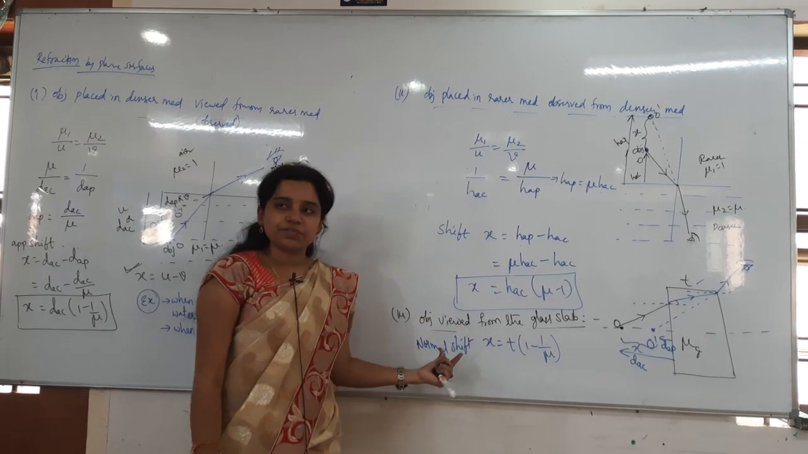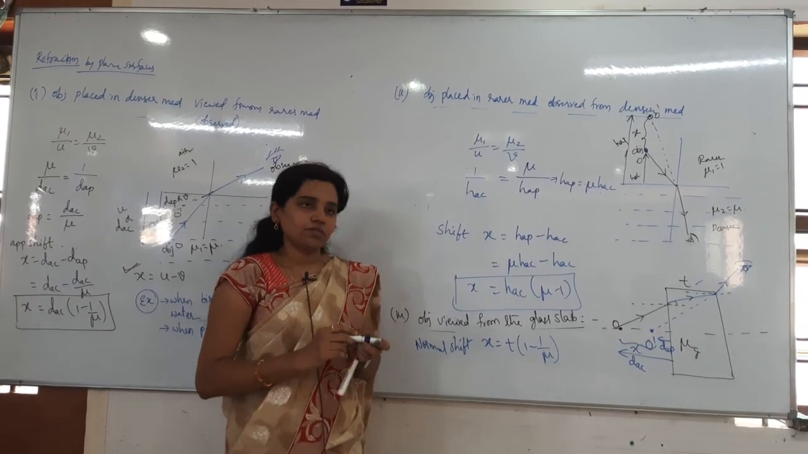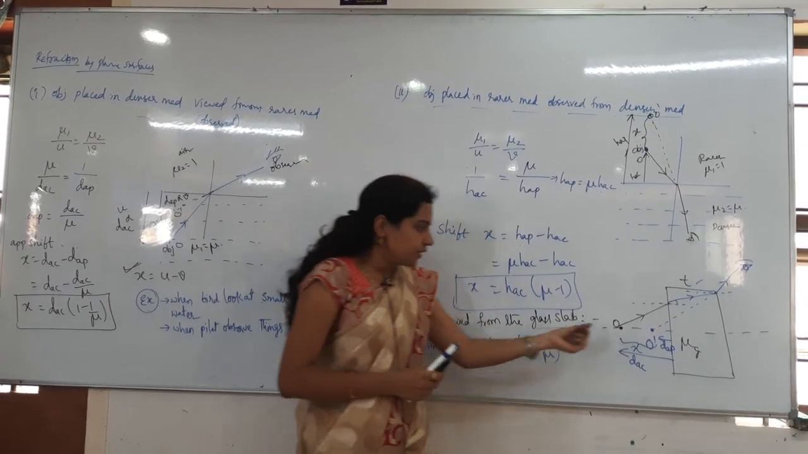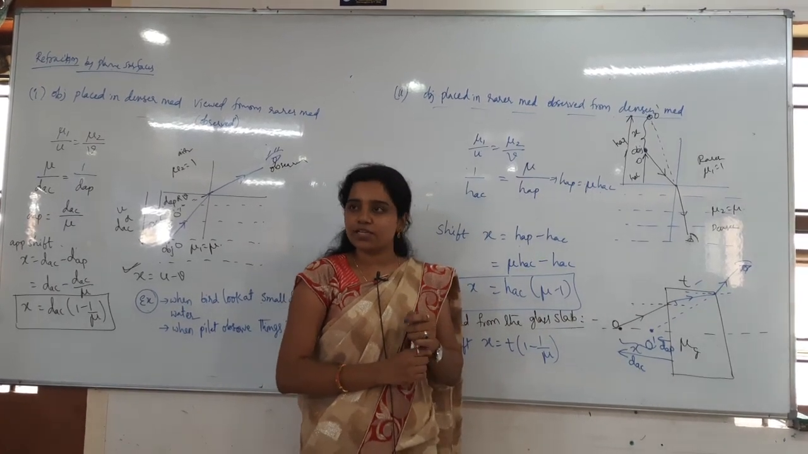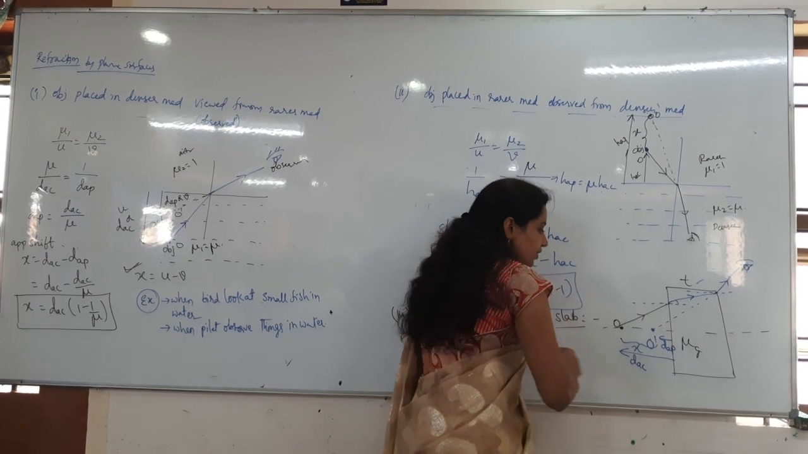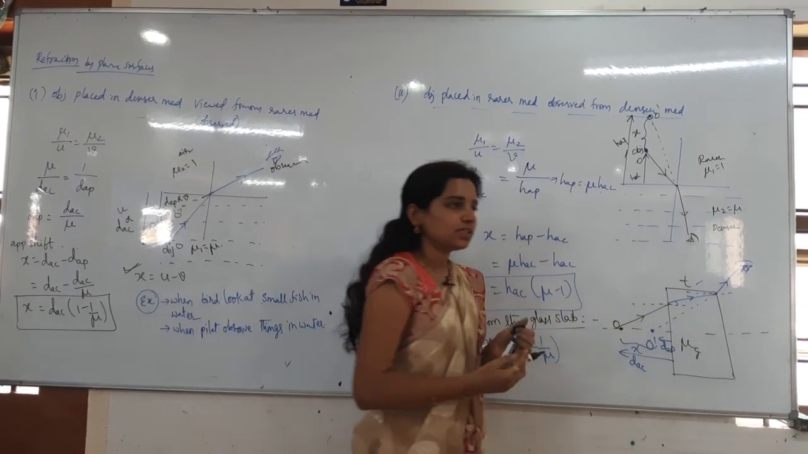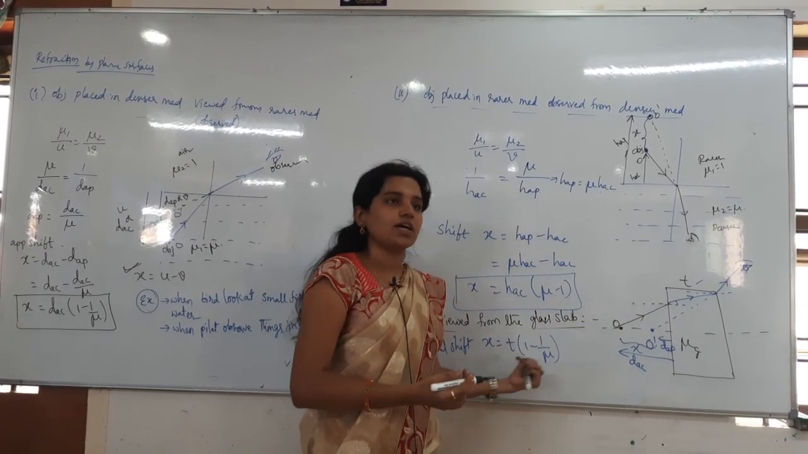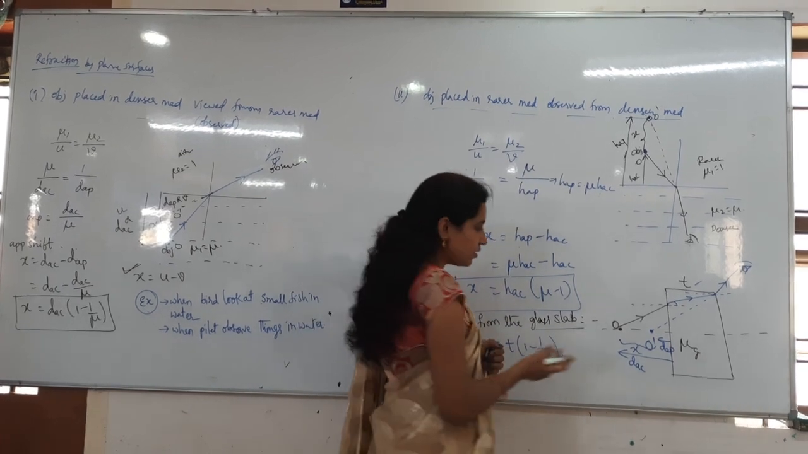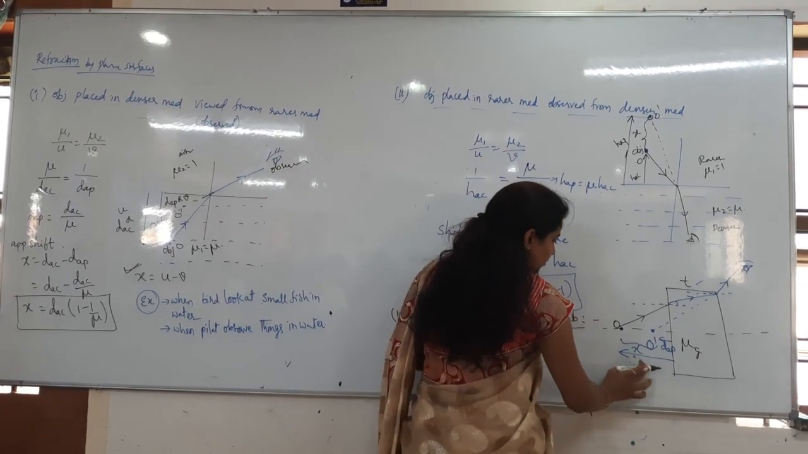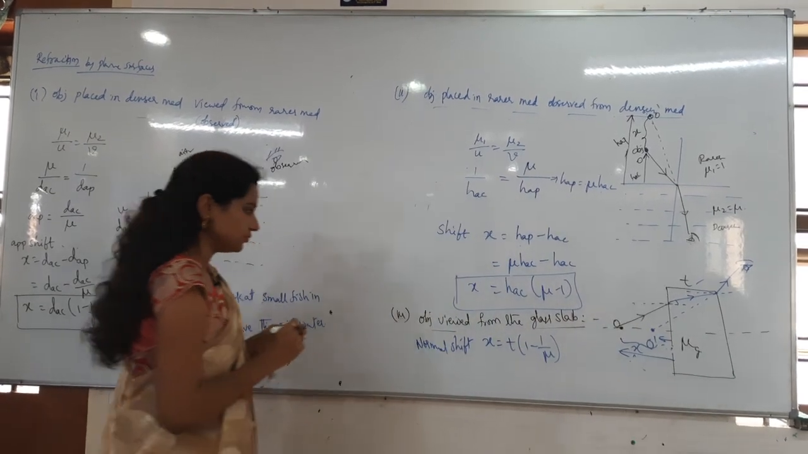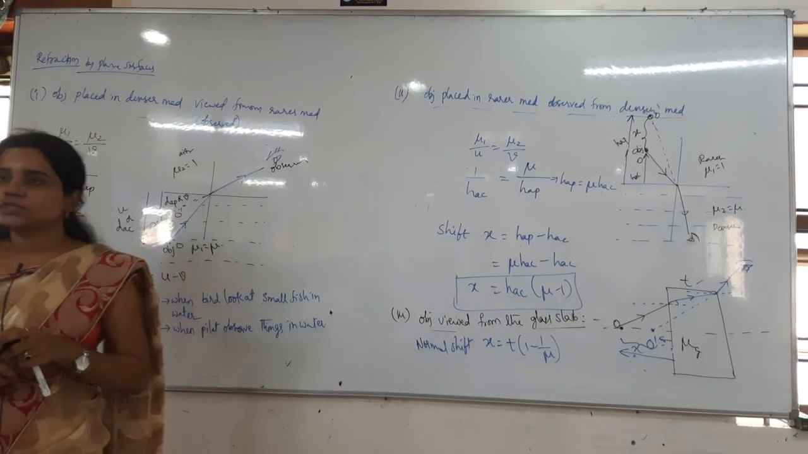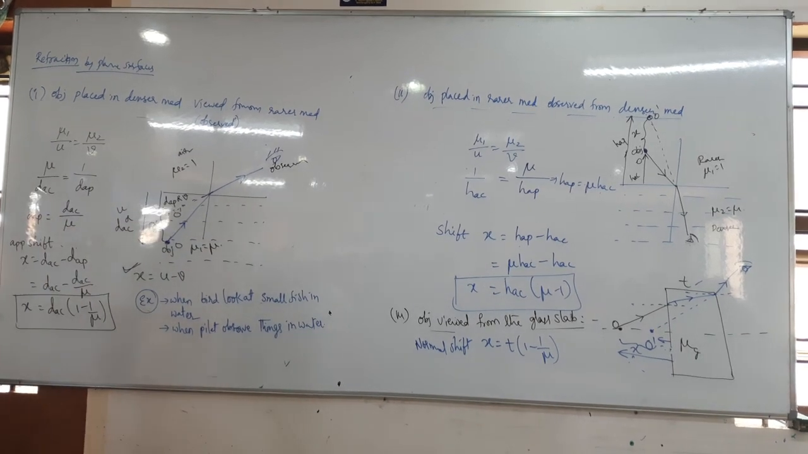Why is it a normal shift? The shift is at what angle with the boundary? 90 degrees only. This is the boundary I have taken, and with respect to the boundary, this direction is the normal direction. So it is a normal shift. Don't take these distances; you just write it directly. It appears closer than the original distance.